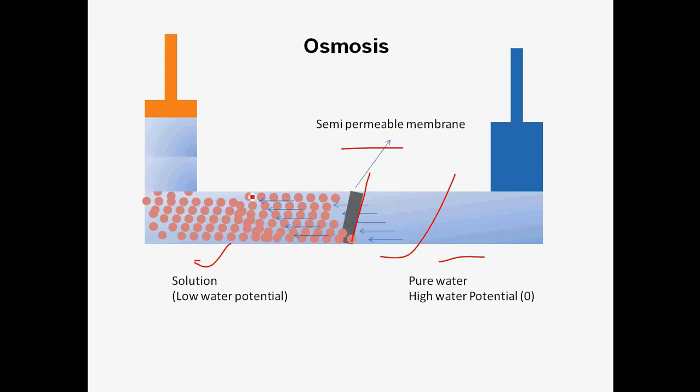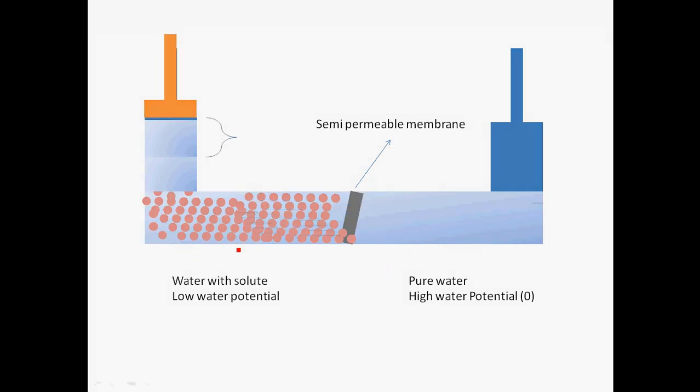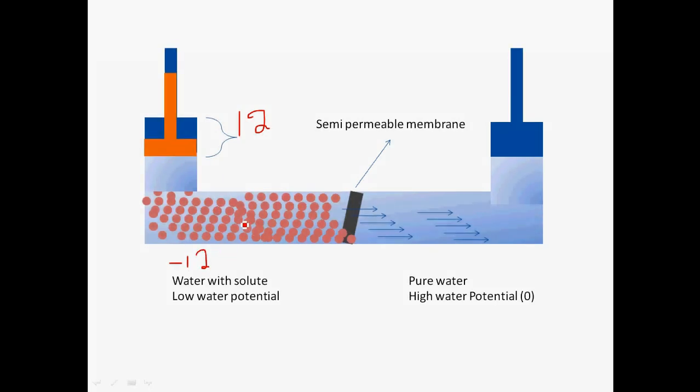So how do I determine the water potential of this solution? I apply some external force, which is called reverse osmosis, until the same water level is attained on both sides. Suppose 12 bar is needed to stop at this point, then the water potential of this solution will be minus 12 bar. I hope you understand.